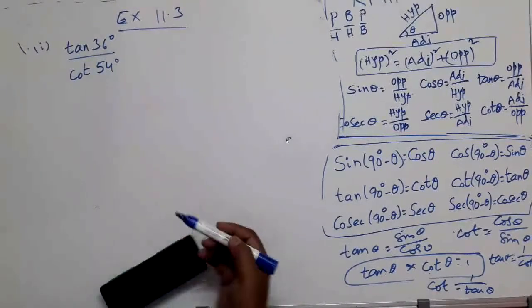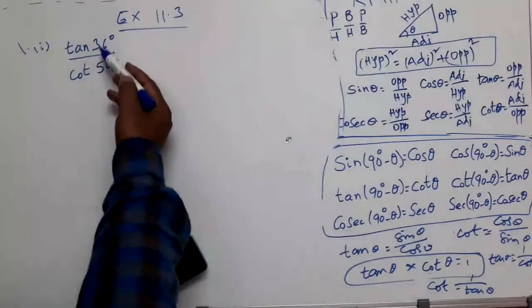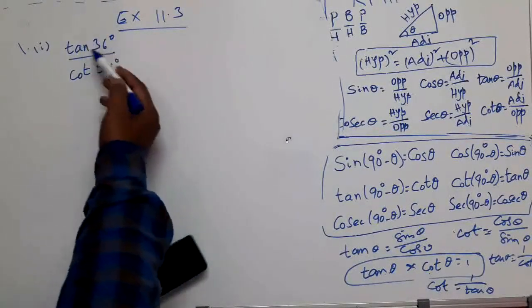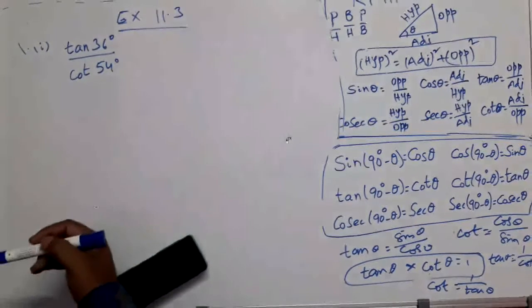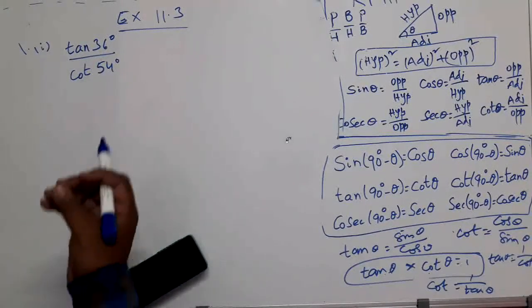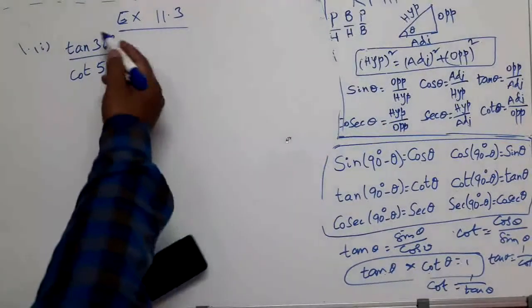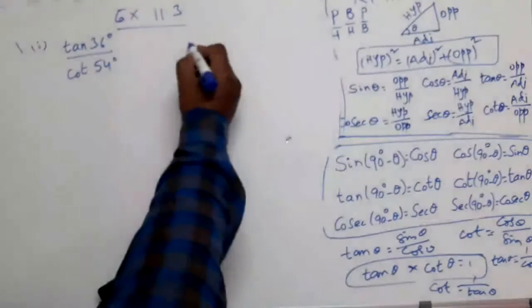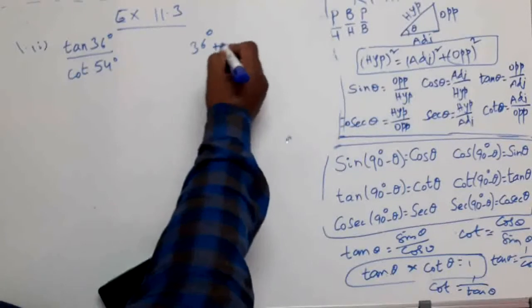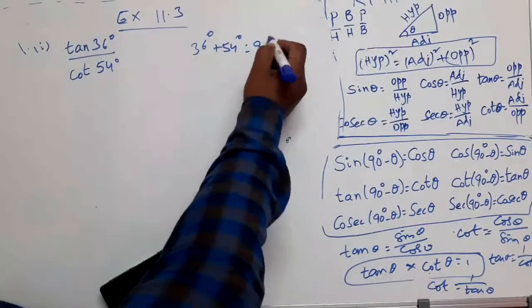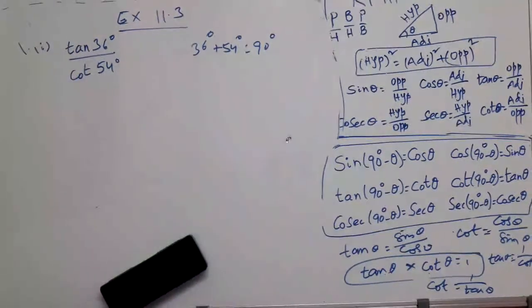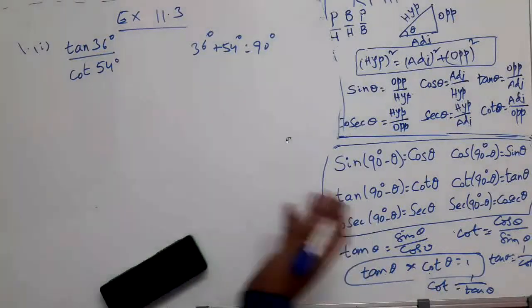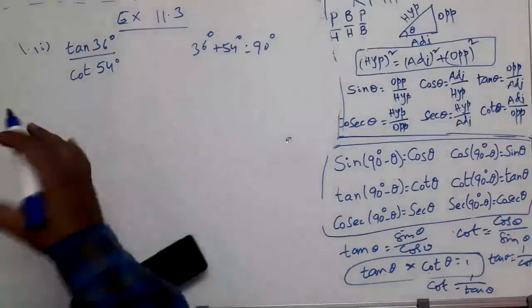So we are observing, is there any relation between these two angles? Yes, this is 36 degrees, this is 54 degrees. Both are acute angles, that is between 0 and 90 degrees, and the sum of those two angles, if you can observe, is how much? Yes, 90 degrees. So now we can use these formulae. That's what we have observed.